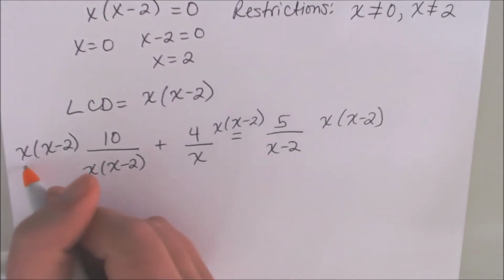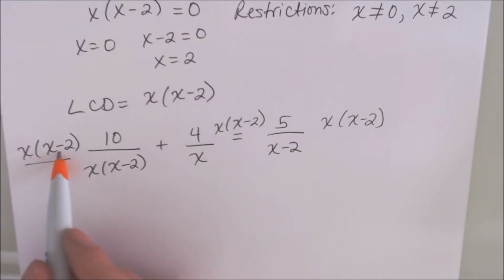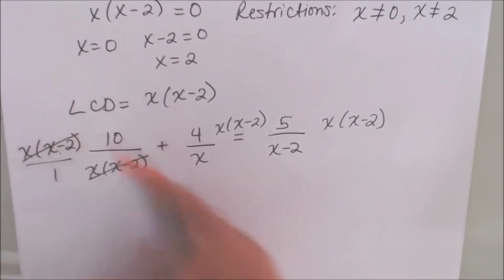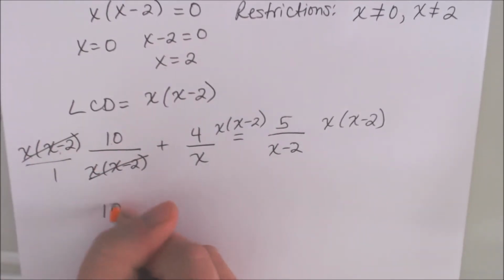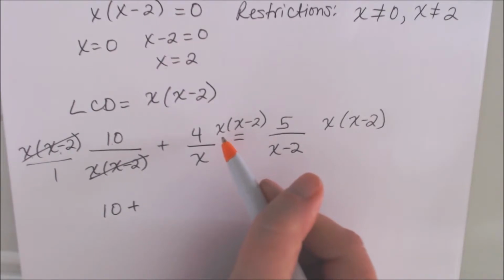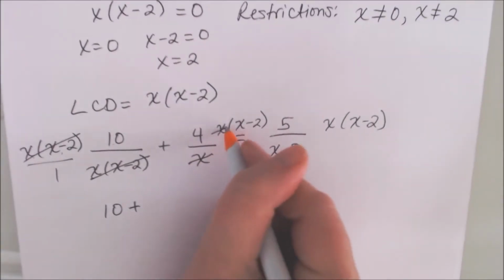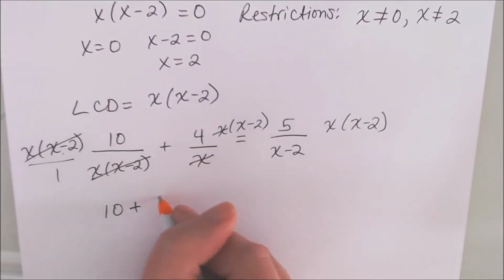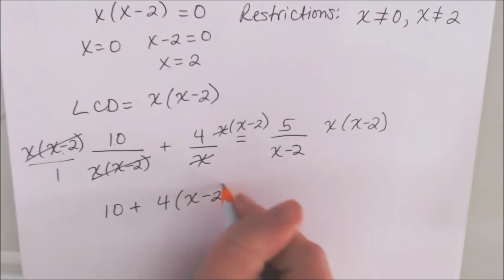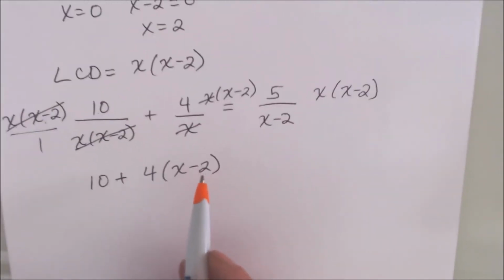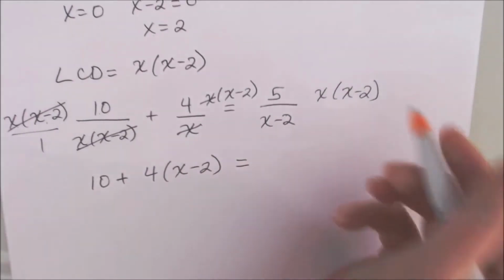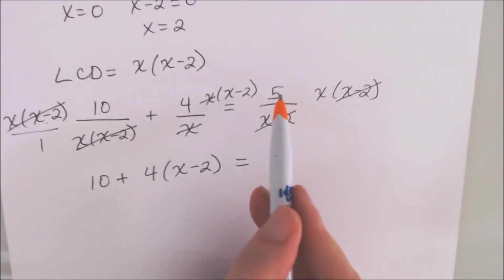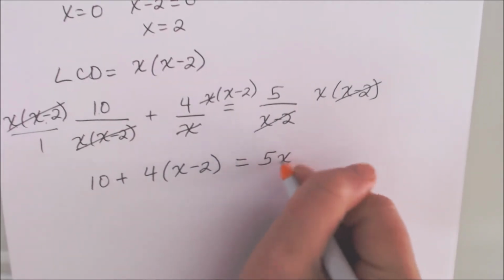So in the first fraction, you notice this is like over 1. So you notice that this x times x minus 2 will cancel with the x times x minus 2 in the bottom. So that entire thing goes away, and I'm just left with 10. In the second fraction, the x's will cancel, but you notice that that leaves you with the x minus 2 term. So I have 4 times the x minus 2 term, and keep parentheses around that because we're going to have to distribute that 4 in just a minute. In the last fraction, notice that the x minus 2's go away, but I still have that x up there. So I'm left with 5 times x on the other side.